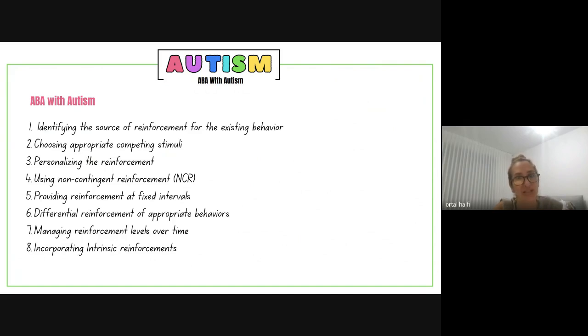Seventh, managing reinforcement level over time. Eighth, incorporate intrinsic reinforcement.